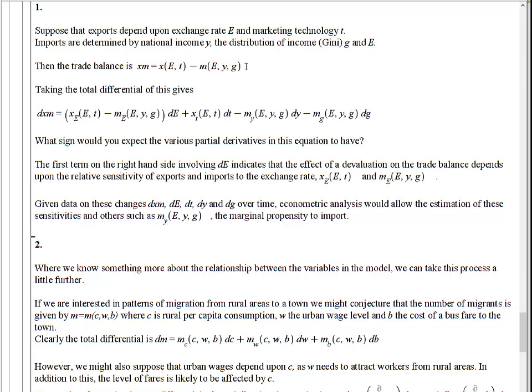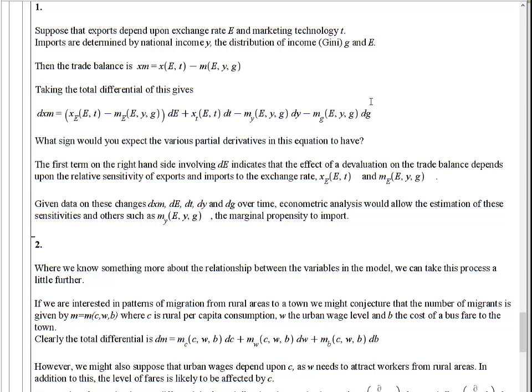Then just to have a discussion about what's going to happen to the trade balance based on these factors, you can take the total differential. So you just go through and differentiate, take the partial derivatives for each of the variables in these functions. There's an e there, so you're going to have a dE, and that's going to have a derivative with respect to e, so you put those in. Then you go on to dt, so this one appears, but this one does not depend on t, so that's not there. Then you go to y, so that's only this one, and you go to g, which is only this one.